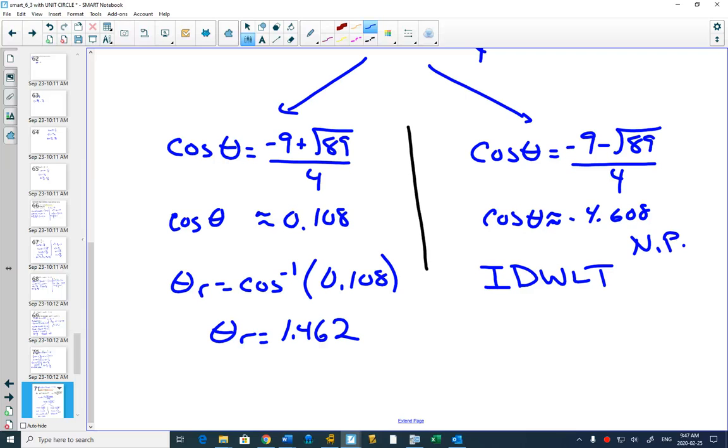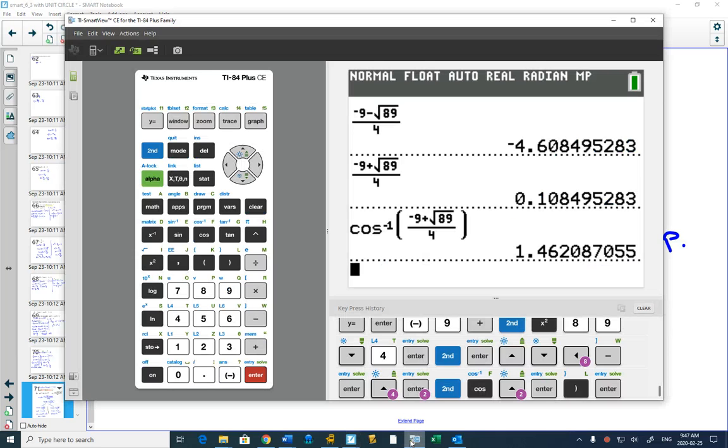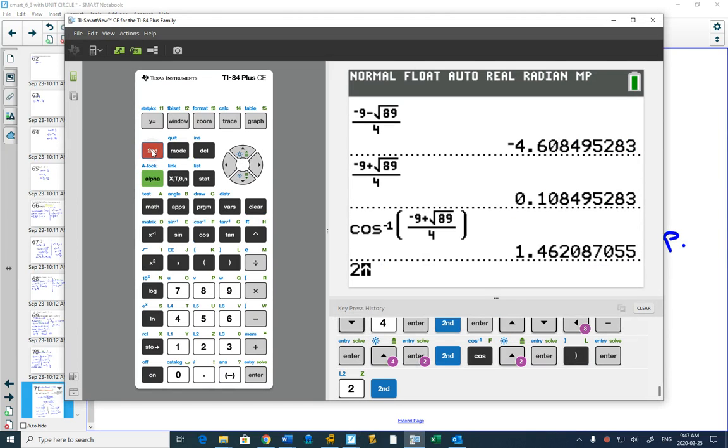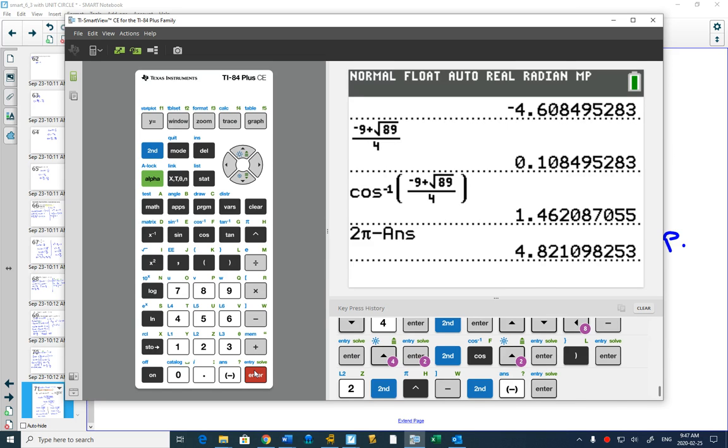This is good. Now cos is positive here, so it will be in quadrant 1, 1.462, and quadrant 4. Quadrant 4, I would go 2 pi minus my reference angle, 4.821.